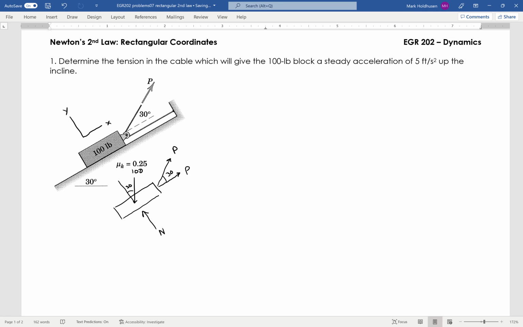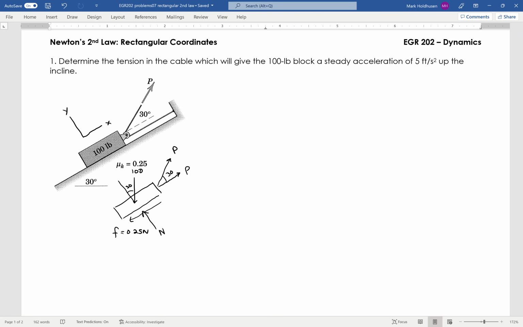And then I have a friction force. Now, I know this guy is accelerating. I know it's accelerating up the incline, so my friction force has to be downward, okay? And that friction force has to be mu k N, so that's going to be 0.25 N, right? Because it is accelerating, okay? So again, I set up my axes knowing how my thing is accelerating.